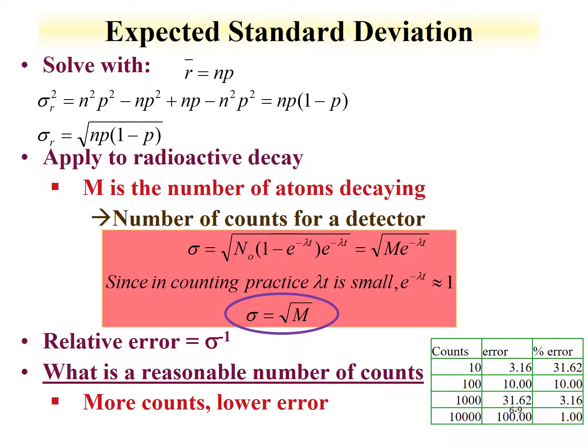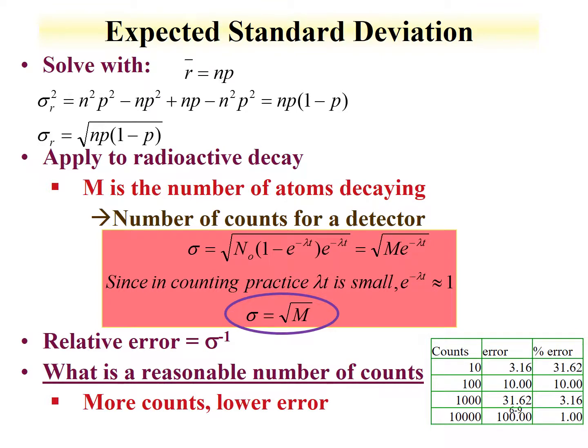If I take this fundamental equation and I apply it to radioactive decay, what I get is a way of determining the standard deviation from the number of counts. So if we remember, we defined this earlier, that m is the number of counts, and I just expand this equation to include terms that relate to radioactive decay. So sigma is equal to the square root of n naught times 1 minus e to the minus lambda t times e to the minus lambda t. Well, that's just equal to the square root of m times e to the minus lambda t.